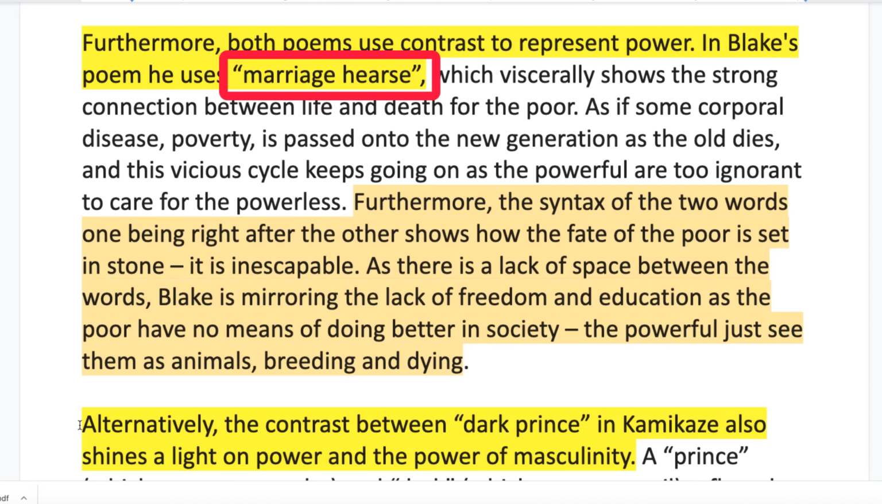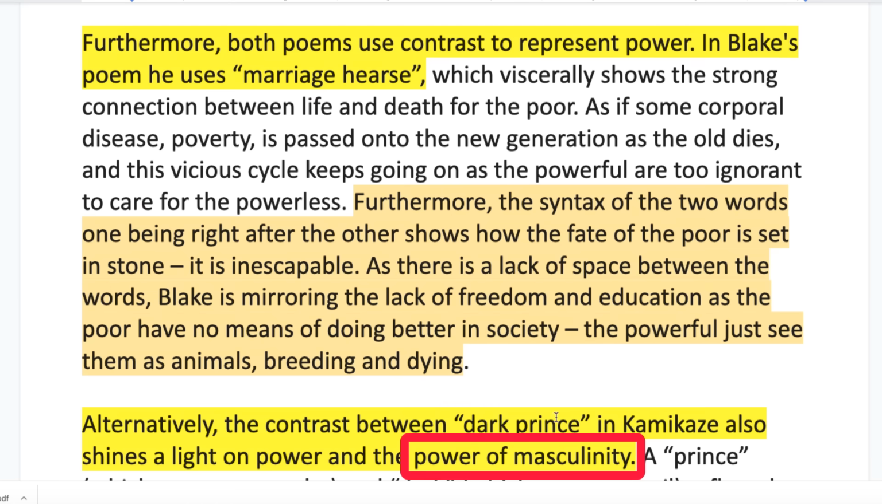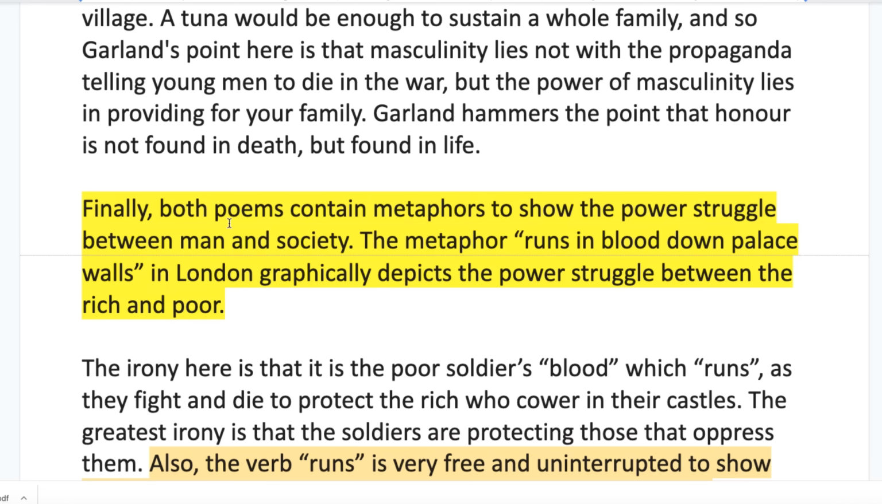And similarly, when we come to Kamikaze, he's already planned what the contrast will be. It's going to be another two-word quotation, the Dark Prince. And he's already planned to talk about a new aspect of power, the power of masculinity. Next, he's decided that he wants to focus on the technique of metaphors.